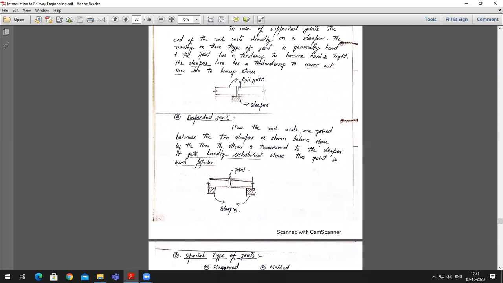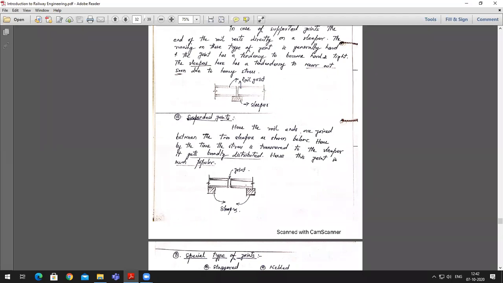In this particular case the stress would be transferred to the sleepers. What happens here is when the wheel moves at this particular section, whatever stress gets induced in the rails gets distributed over a very broader area. So a broader area of distribution of the stresses might be seen.